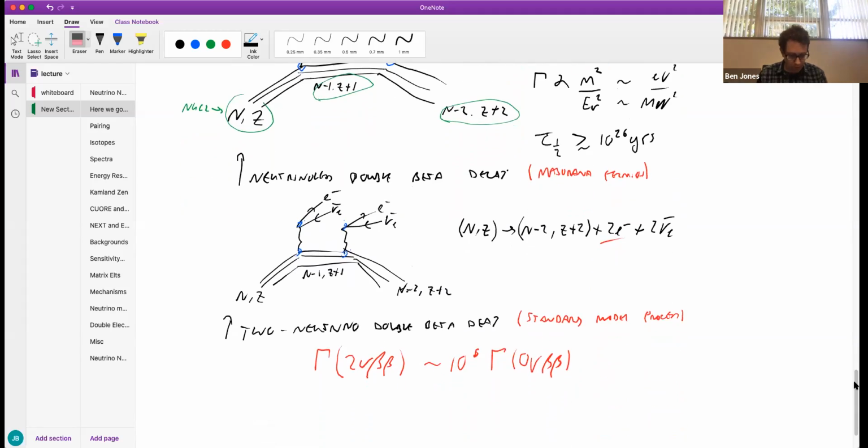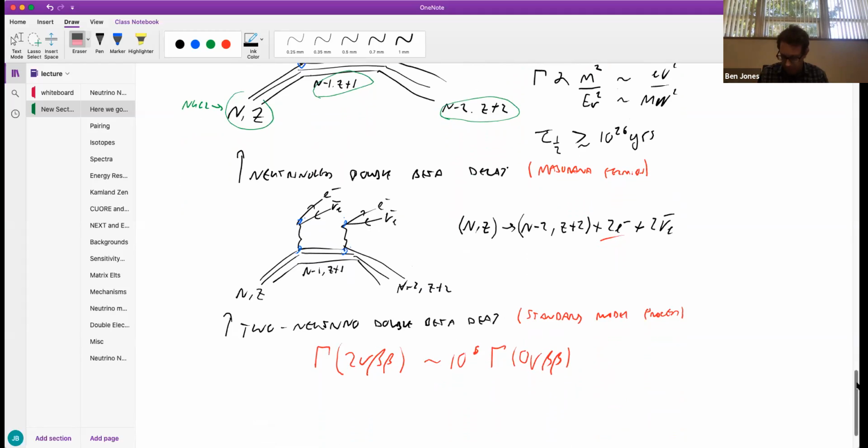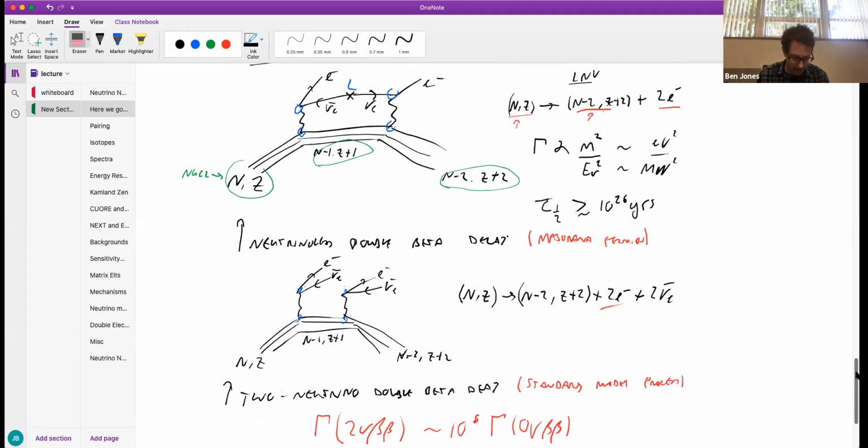Then we introduced what the backgrounds really are to this process. One of the most important backgrounds is called 2-neutrino double beta decay, which is like this process above, but where the neutrino is not virtual inside the Feynman diagram, but the 2 antineutrinos are actually emitted. And this is where we're going to jump off talking today.